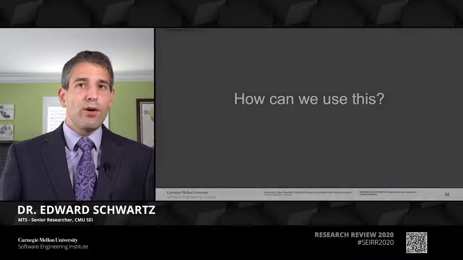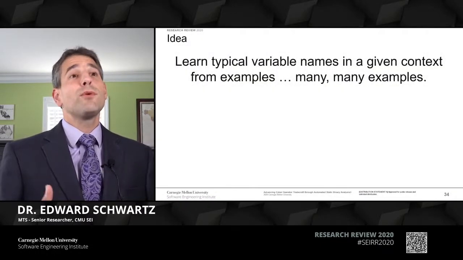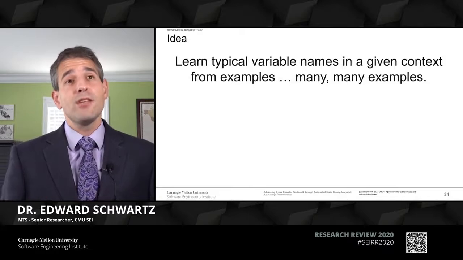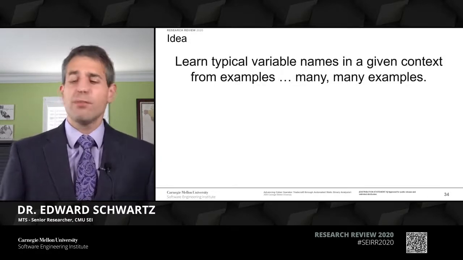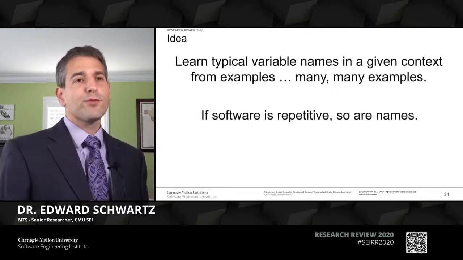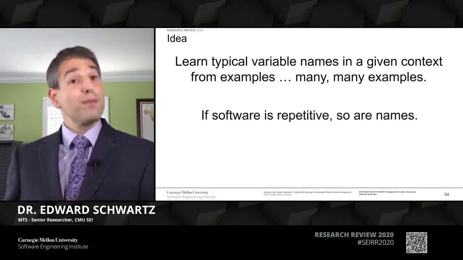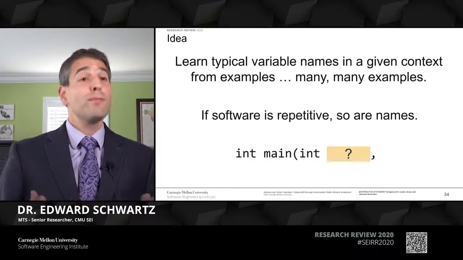So how does that work? What's the big idea? We're going to learn what a typical or reasonable variable name is for a given context of code by looking at lots and lots of examples. The idea for why this works is that if software is repetitive, then names must be repetitive as well. I'm going to demonstrate this with a simple example.